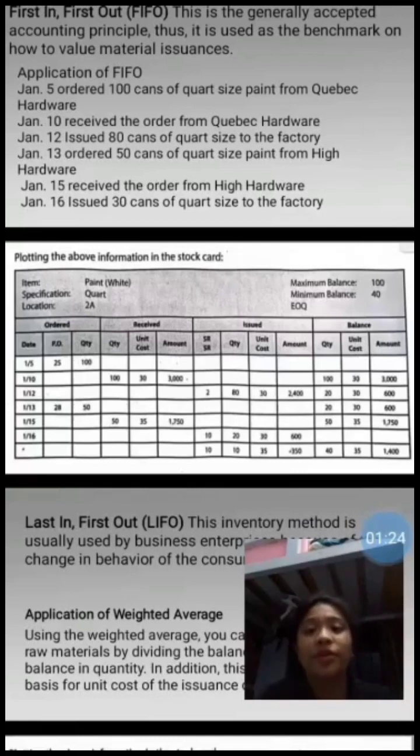January 5, ordered 100 cans of quart-size paint from Cubic Hardware. On January 10, received the order from the Cubic Hardware. On January 12, issued 80 cans of quart-size to the factory. On January 13, ordered 50 cans of quart-size paint from High Hardware. On January 15, received the order from High Hardware. On January 16, issued 30 cans of the quart size to the factory.